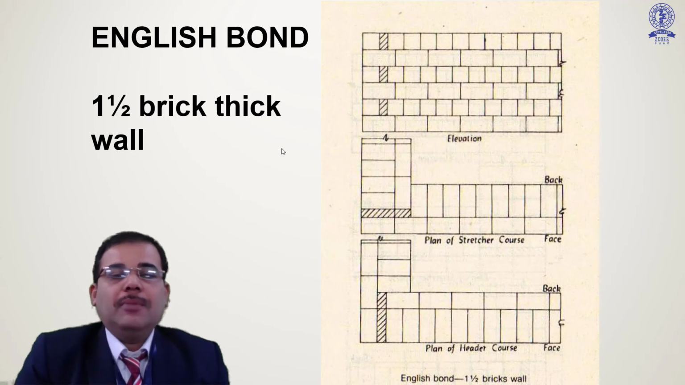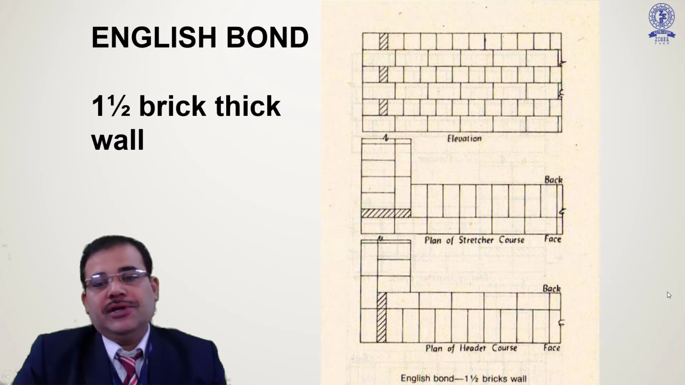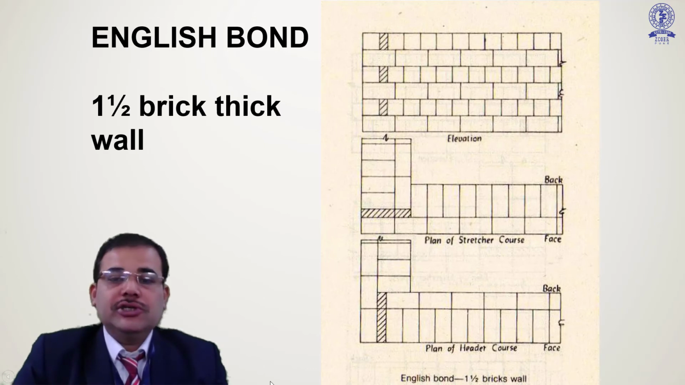Now in case of a 1.5 brick thick wall, an additional layer of stretcher will be there. So to the backing of this one, there may be the header and stretcher alternately, and you will be getting one header as well as an additional stretcher in this alternate wall.